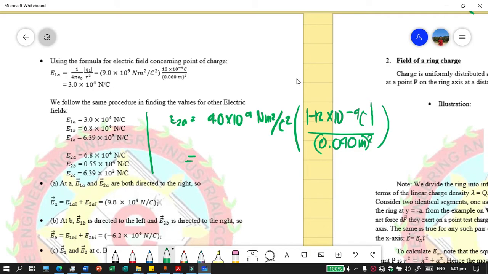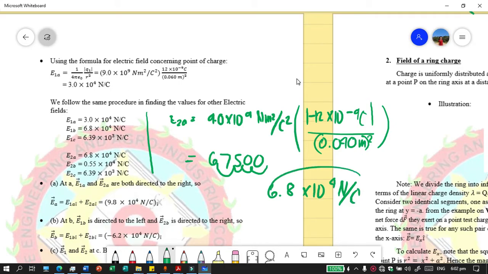So yung makukuha nating sagot dyan is 6.8 times 10 to the power of 4 Newton per coulomb. So sa calculator natin, ang makukuha natin dyan is 67,500. So if we would like to express it in scientific notation, mag-move lang tayo 1, 2, 3, 4. So this is 6.8 times 10 to the power of 4 Newton per coulomb. Yan ngayon, yung nakuha natin.